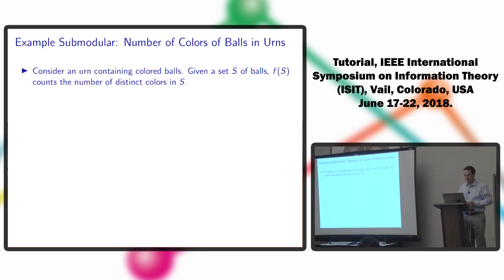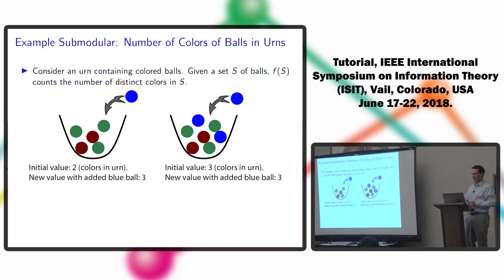Okay, so a classic submodular function is the number of colors of balls in an urn. I always say that there's no good concept in computer science that can't be explained by balls and urns, and submodularity is no exception to this. Basically here, the value of the urn is not the number of balls in the urn, but is instead the number of distinct colors in the urn.